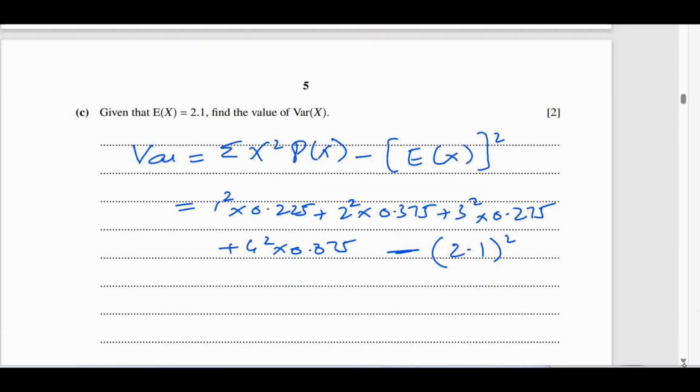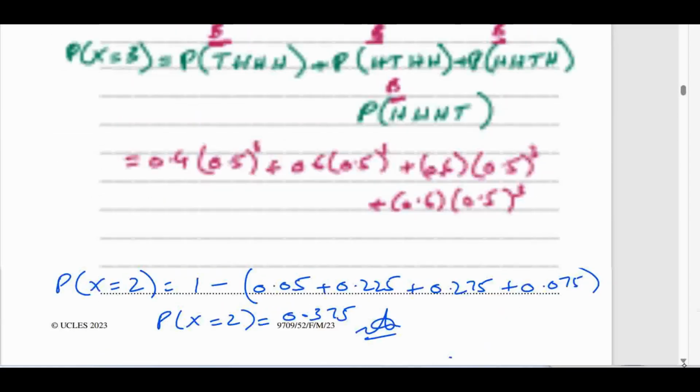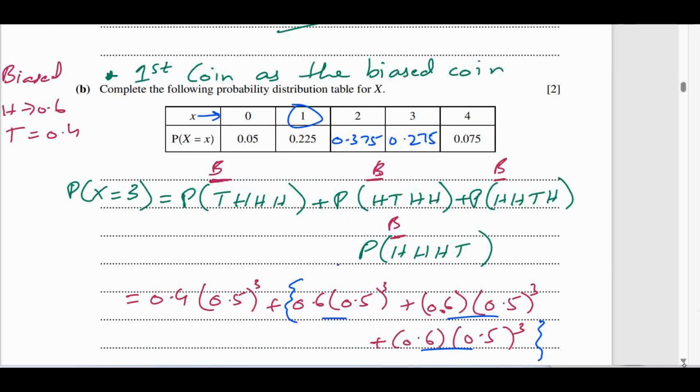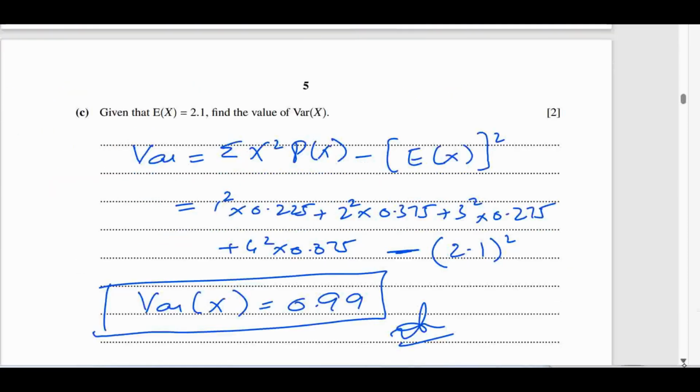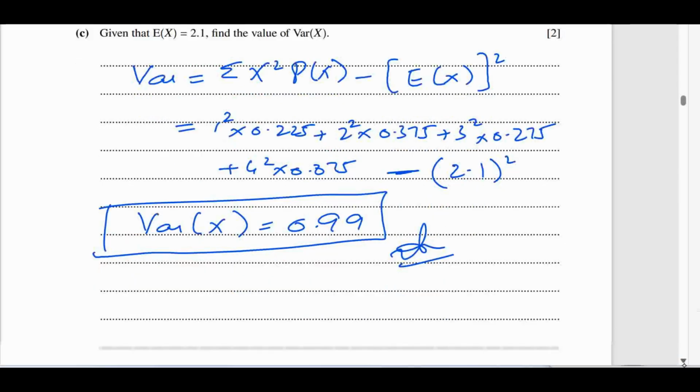तो इसको हम कैलकुलेटर पे सॉल्व करेंगे. So this will be, variance of x will be equal to 0.99. So this will be the final answer for this part. और इसमें एक चीज़ याद रखें, 1 स्क्वायर मल्टीप्लाई बाय 0.25, 2 स्क्वायर मल्टीप्लाई बाय 0.375, 3 स्क्वायर मल्टीप्लाई बाय, 4 स्क्वायर मल्टीप्लाई बाय दिस थिंग. So variance of x will be equal to 0.99. That is it. Let's move on to the next part.